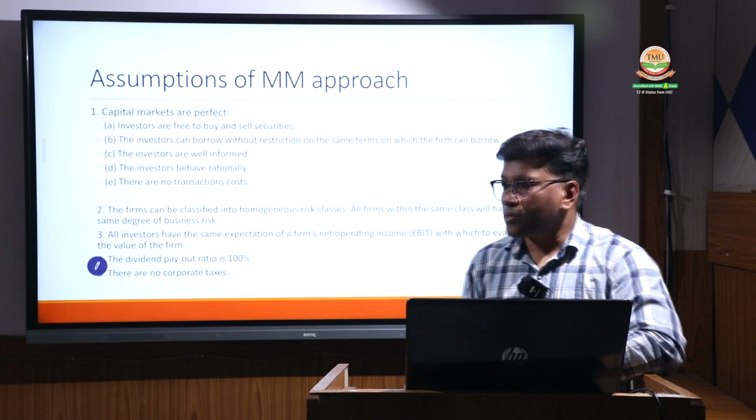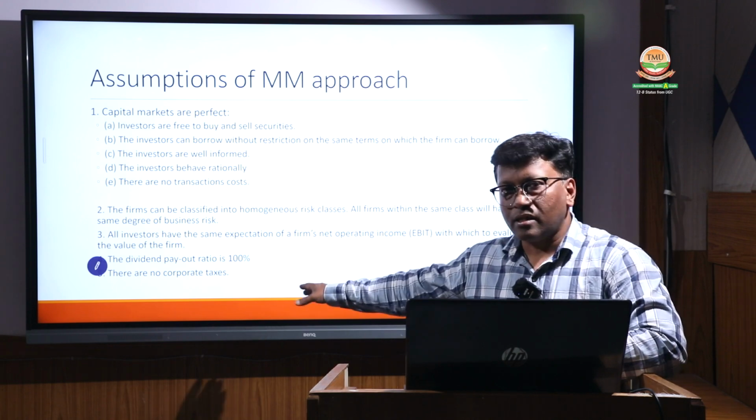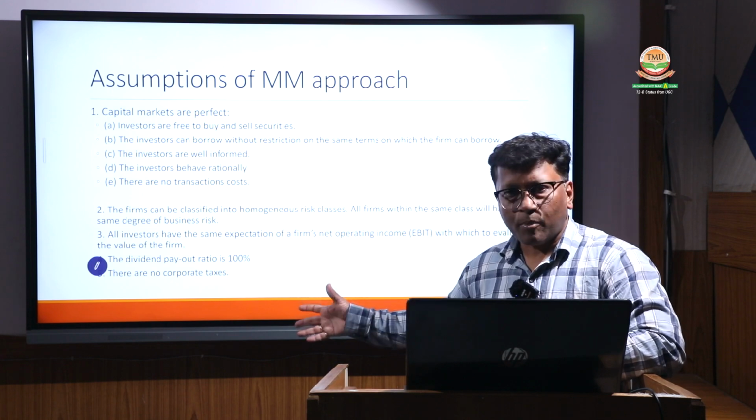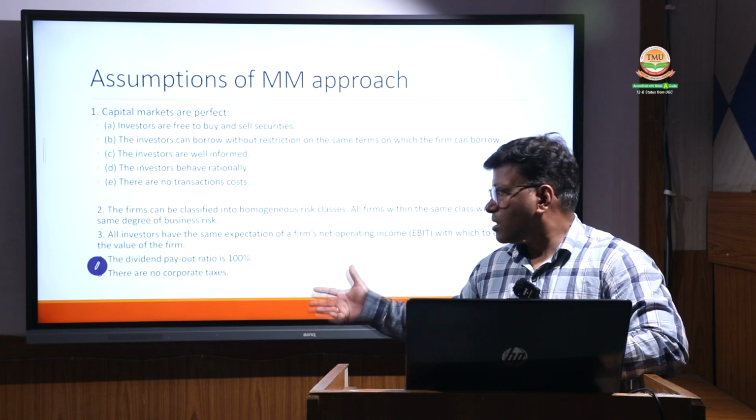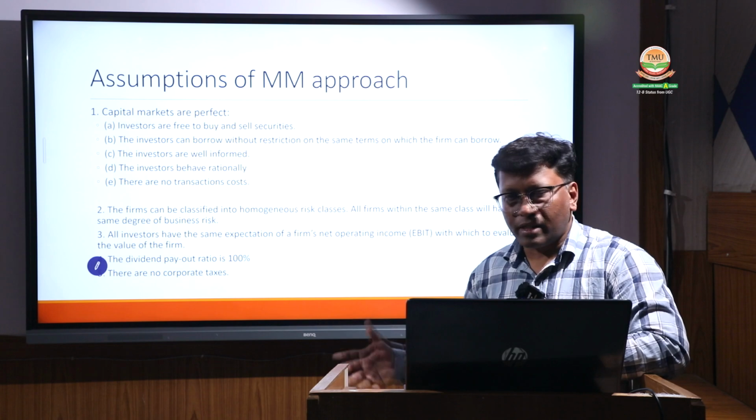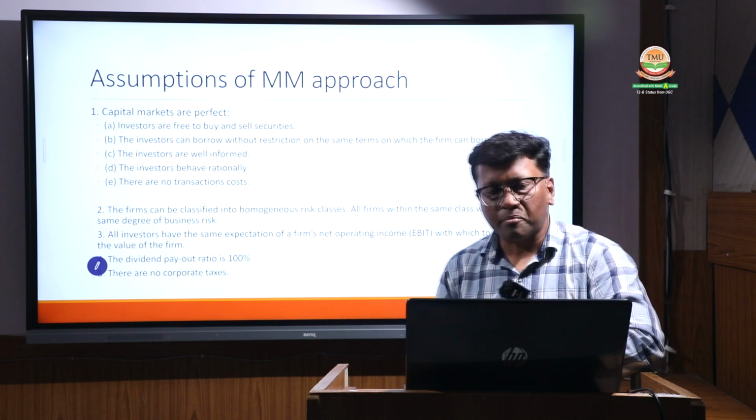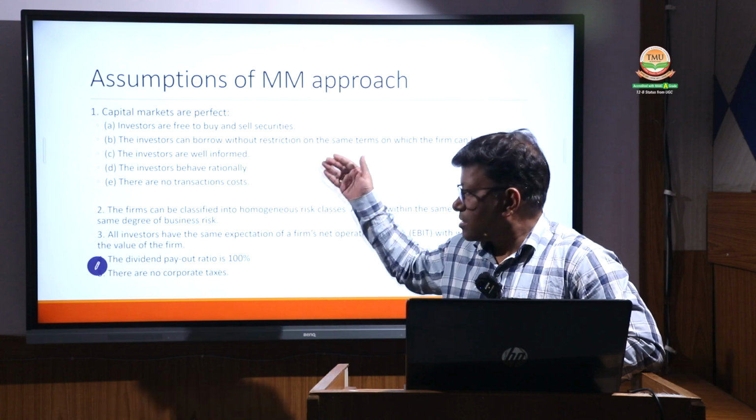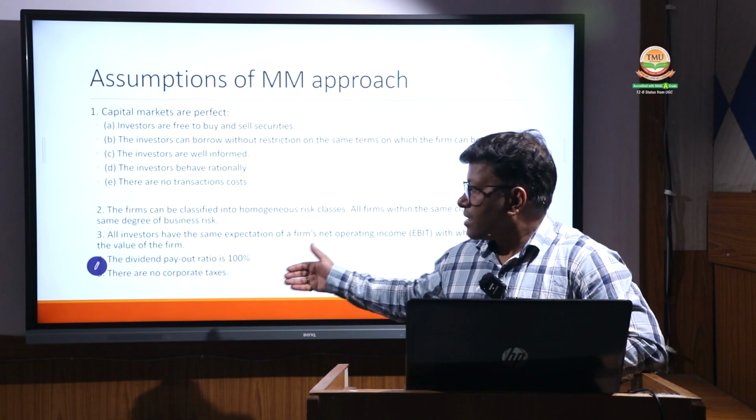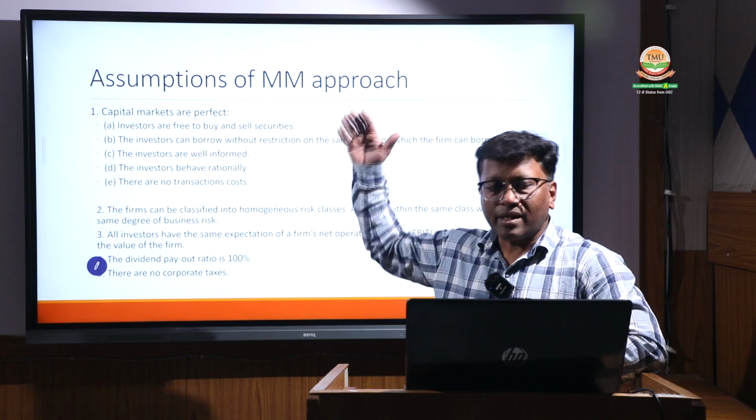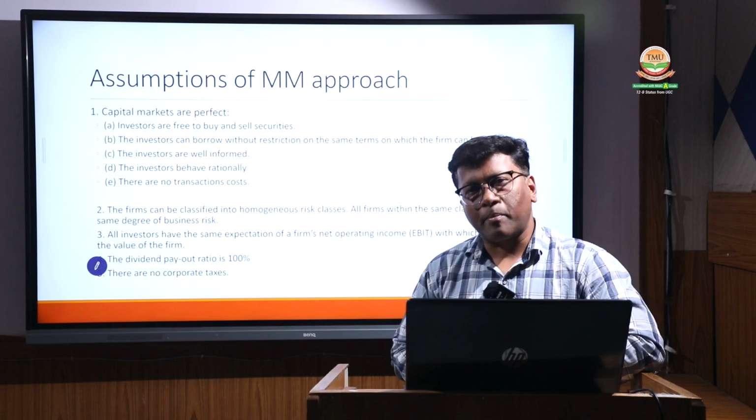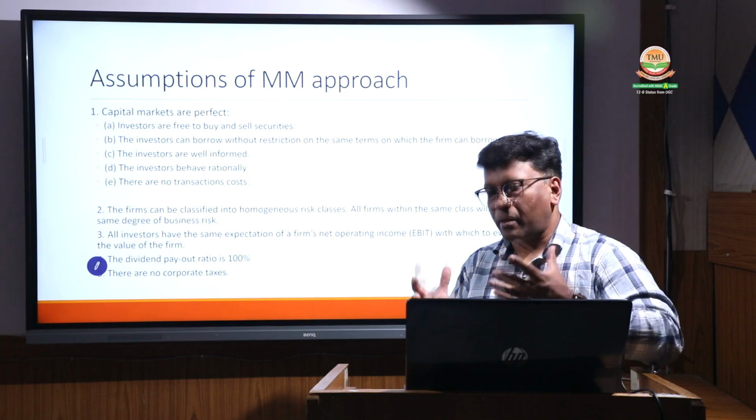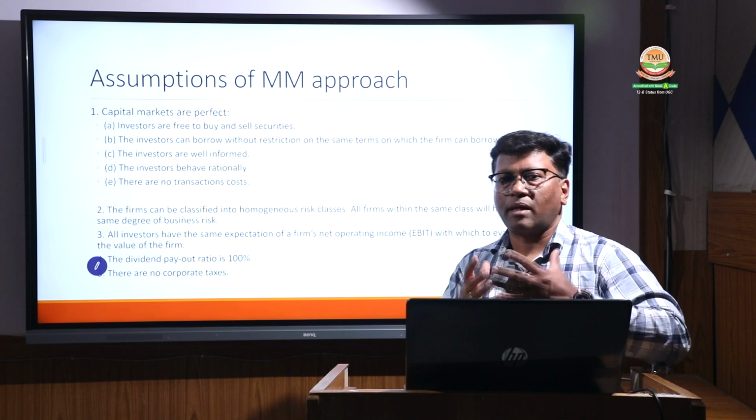And the dividend payout ratio is 100%. As I told you, nothing is retained with the company in the form of profit. The entire profit is distributed to the shareholders in the form of dividend. It means the payout ratio is 100%. And there are no corporate taxes. So this is again an assumption, that there are no corporate taxes. So by considering these assumptions of the MM approach, you can easily apply this particular theory towards your capital structure decision.